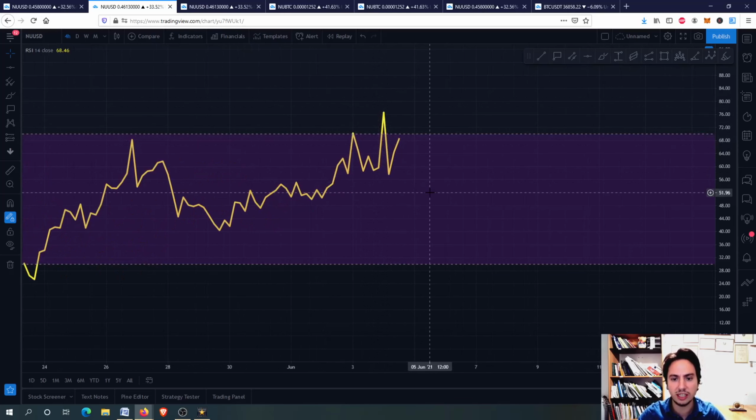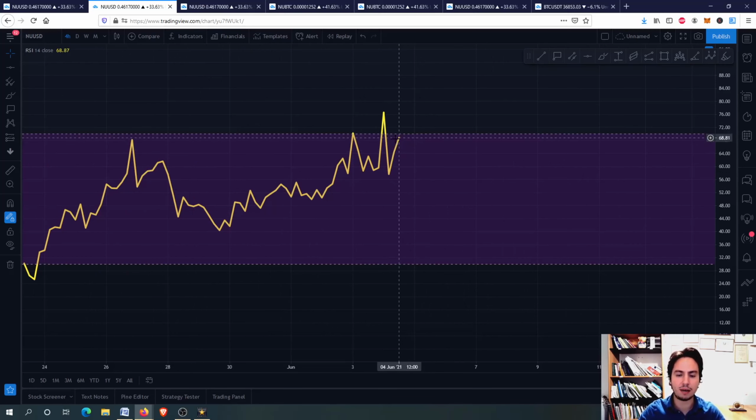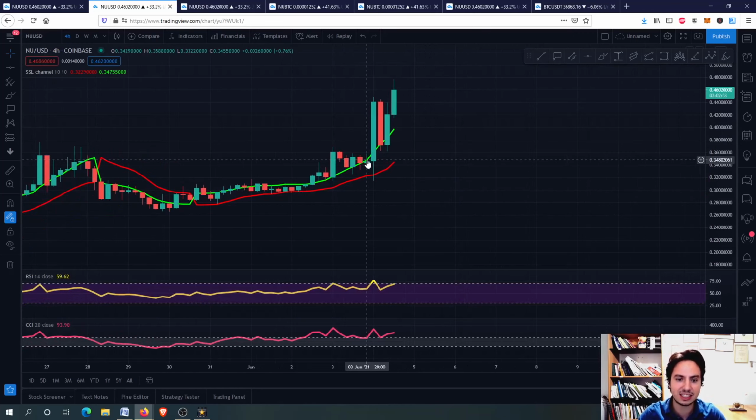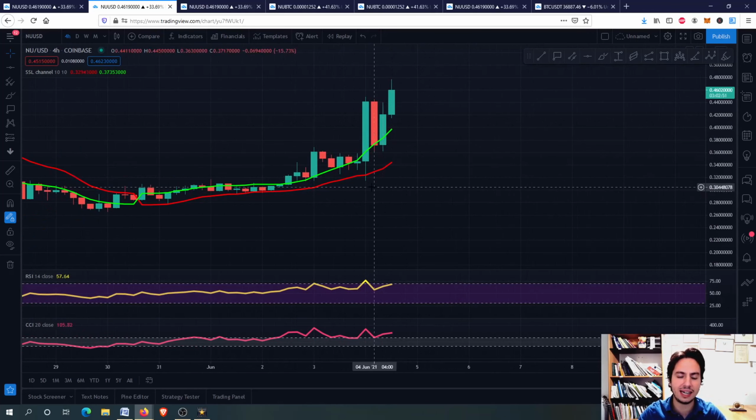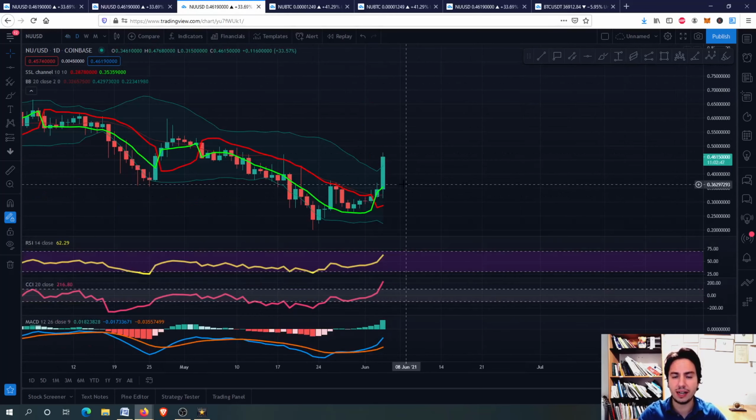Now we want to see what the commodity channel index will do in order to see if we have an overbought situation now and we go downwards. Let's see the SL channel. We have a buying opportunity. The green line is above the red line. We are going quickly to NuCypher against USD.